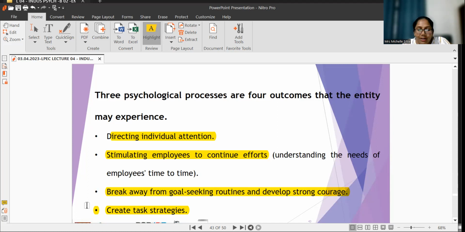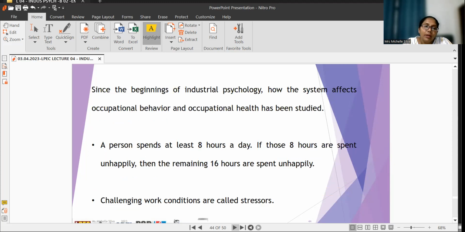and likewise you can create different strategies to make them happy. Since the beginning of industrial psychology, how the system affects occupational behavior and occupational health has been studied.